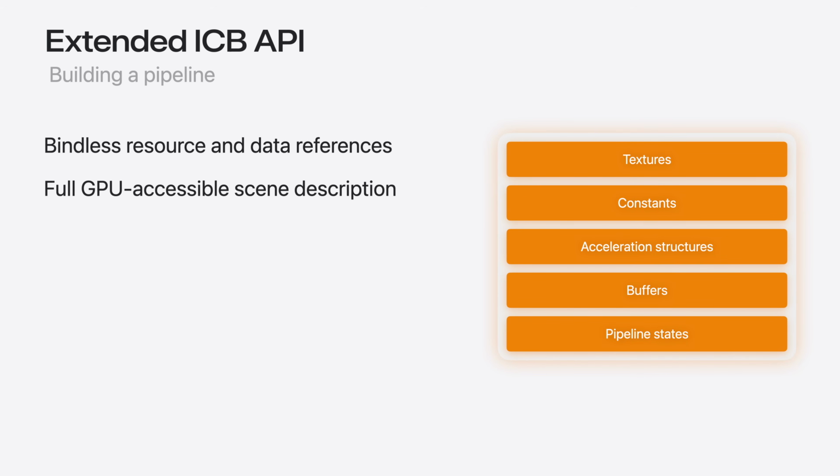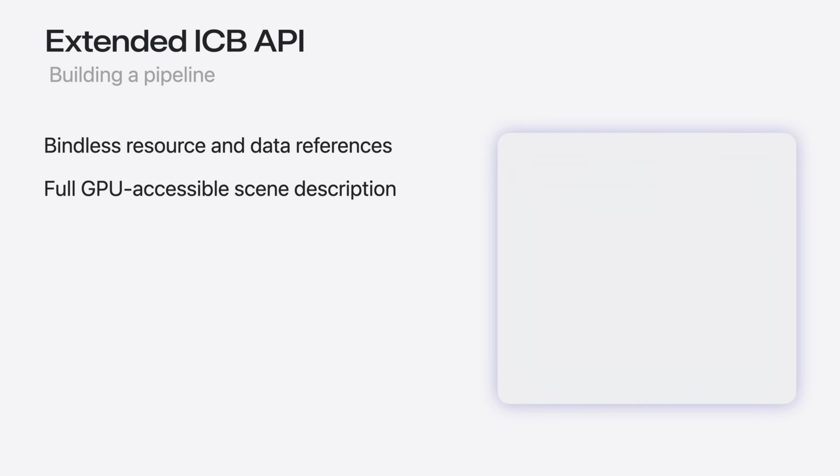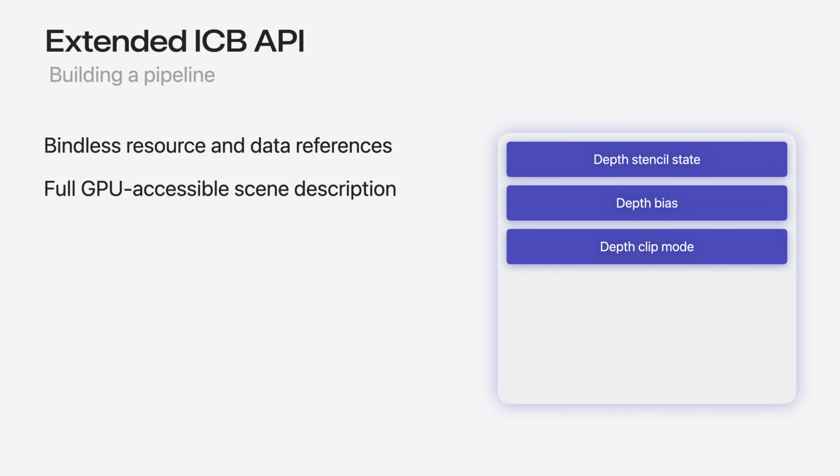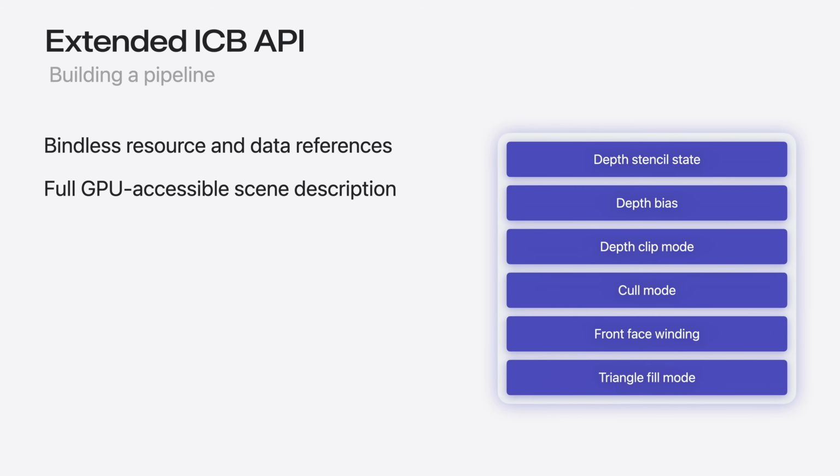And now, M5 completes that story. You can now set device states, depth and stencil, depth bias, clip and cull modes, winding, and fill mode, all through the ICB encoding API in MSL. Setting these states on the GPU is a natural extension of your existing encoding code.